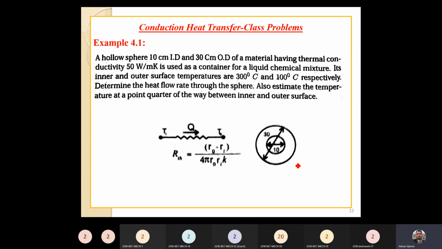So you have a sphere, its inner dia is 10, outer dia is 30. You can calculate easily the radius, inner radius and outer radius.